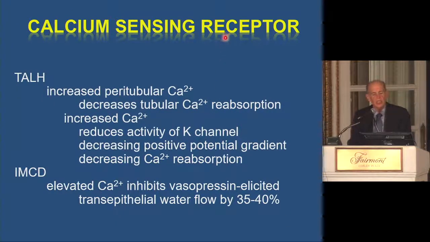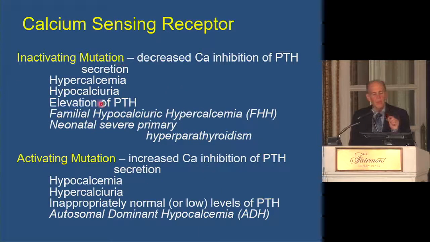The calcium sensing receptor is how calcium is detected. In the thick ascending limb, an increased peritubular calcium decreases calcium reabsorption through reduced activity of the potassium channel. More importantly, in the collecting duct, the elevated calcium inhibits water reabsorption. This is brilliant. If you're hypercalciuric, you'll be polyuric, and you won't form a kidney stone. Of course, the patient, if they can't keep up with the water, becomes volume depleted. This is the most important slide of the last 10 minutes.